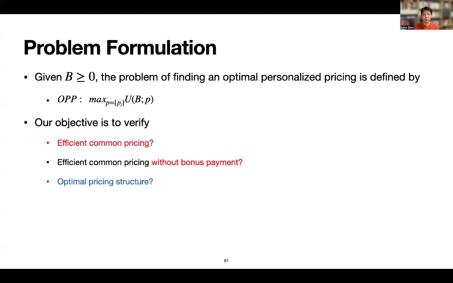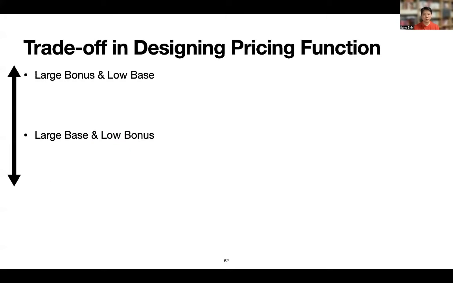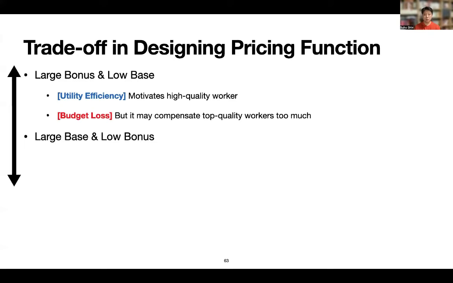As I mentioned, our objective is to analyze the fundamental performance gap between some pricing policies. Fundamentally, to design an efficient pricing function, there exists a trade-off in balancing bonus and base payments. If we set a large bonus with low base payment, then it will efficiently motivate high-quality workers, as their payment would be higher, but it may compensate top-quality workers too much, resulting in a loss of budget.